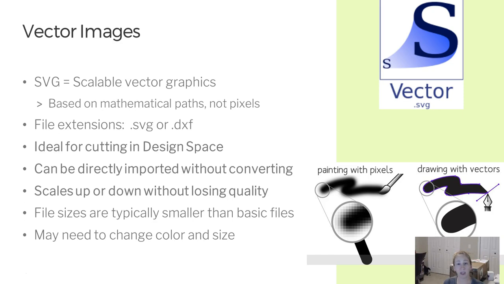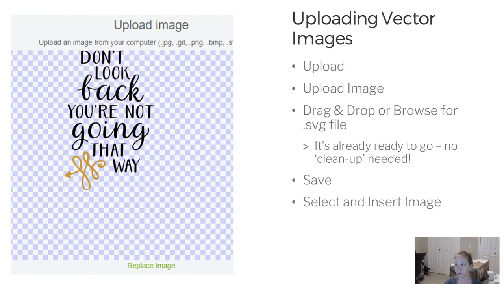But the only thing that you might need to change, maybe the color, which is very easy to do once you upload an SVG file into Design Space. That is all stuff that is customizable. The color, the size, anything that you don't want to keep within that image is all customizable. So they're very easy to work with. When you're uploading those vector images, it's very simple steps, and I will walk through a demonstration of this shortly, but it's very simple to do.